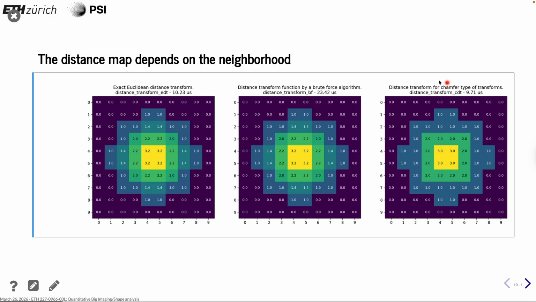This time it didn't make that much of a difference. We have 10.2 microseconds here and 9.7 microseconds here. It didn't make much difference here, but there are cases when it really makes a big difference. And this is something we want to do also in 3D on large images, so it really goes into time. In particular, to compute the Euclidean distance, you have to compute square roots, and they are expensive.